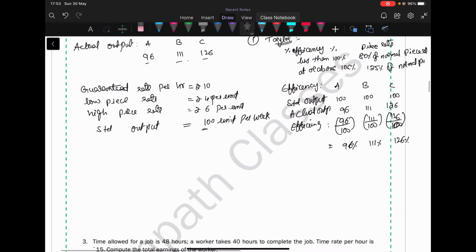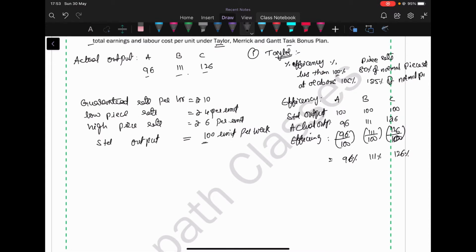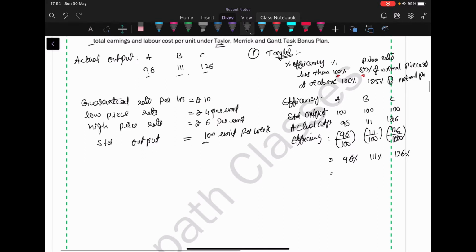So this person is the first person. What is his percentage? Less than 100%. When his efficiency is less than 100%, he will be paid at 80% of the wages. This person's efficiency is above 100%, so he will be getting 120% of the piece rate, and this person is also getting 120% of the piece rate. This is for your understanding, no need to write in the examination.